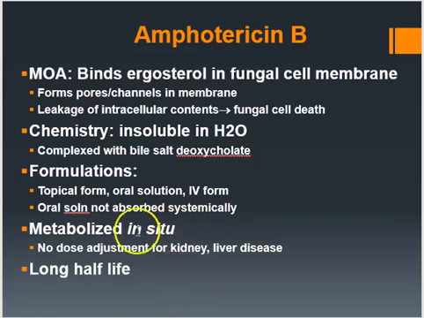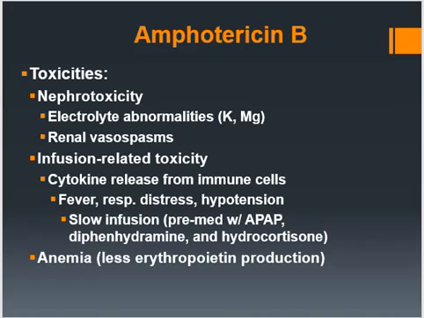The metabolism occurs in situ, so it occurs actually at the fungal cell membrane. And what's interesting is that you don't really need to do any type of dose adjustments or pharmacokinetic considerations for patients that have either kidney or liver disease, which is extremely beneficial. Amphotericin has a really long half-life, of course. The toxicities that are associated with it include nephrotoxicity, and this can be the result of alterations in electrolytes, and it can also be the result of renal vasospasms.